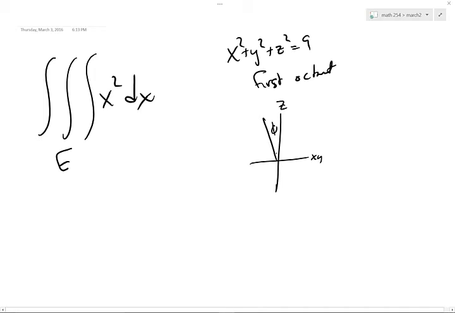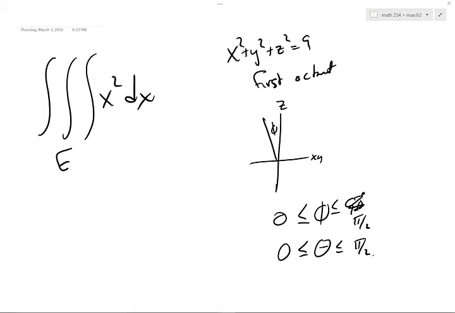Because we're in the first octant, phi is going to be pinched between 0 and 90 degrees, or specifically pi over 2. And theta is also pinched between there and there, because we're in the first octant. And then rho: this is a radius of 3, so rho goes between 0 and 3. Okay, so that's a pretty easy one.